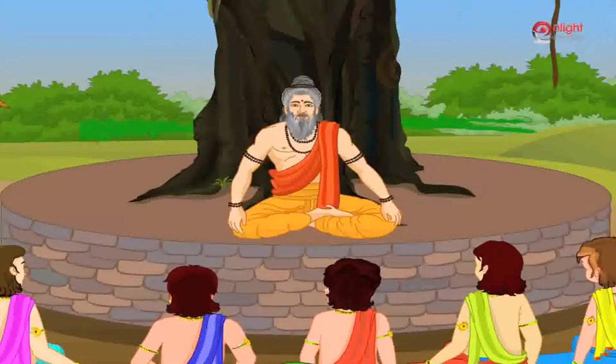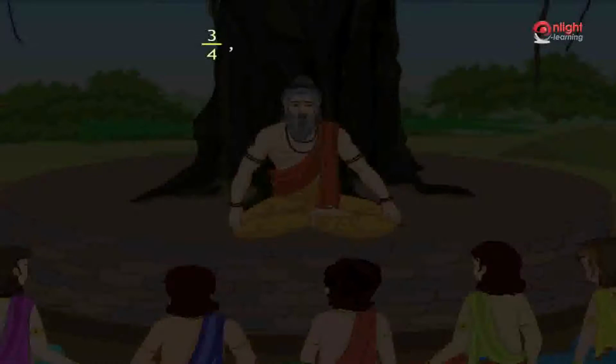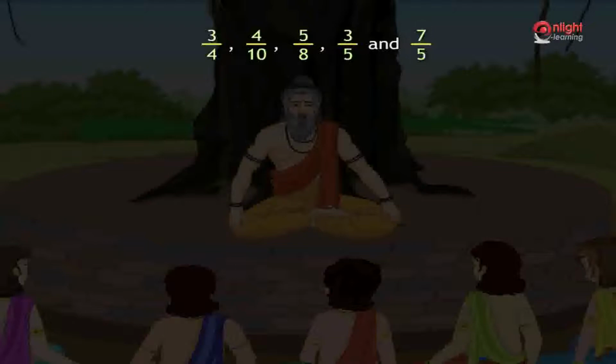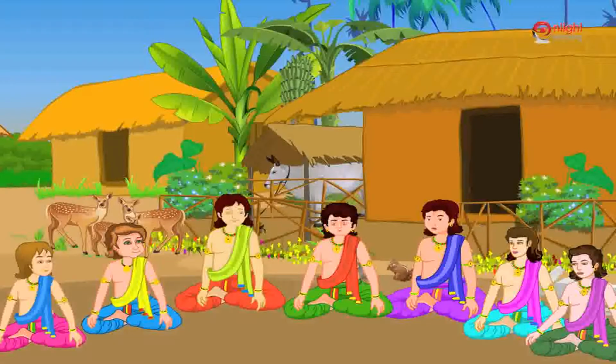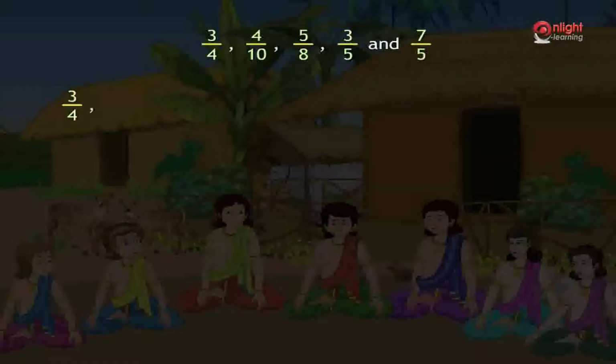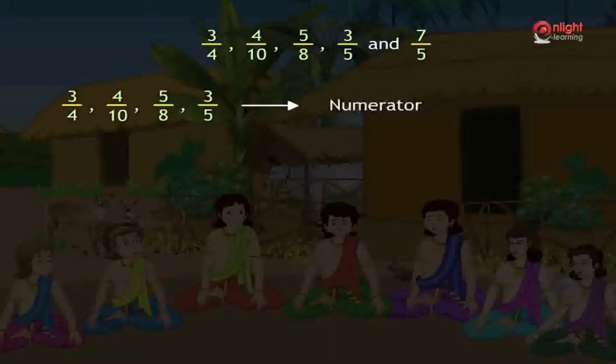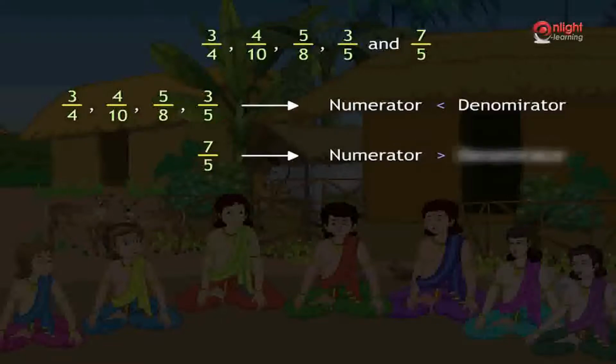Now look at these fractions. 3 by 4, 4 by 10, 5 by 8, 3 by 5, 7 by 5. Can you find the odd one among the given fractions? Yes, 7 by 5 is the odd one among the given fractions. How? In the fractions 3 by 4, 4 by 10, 5 by 8 and 3 by 5, the numerators of all these fractions are less than the denominator. But in 7 by 5, the numerator is greater than the denominator.